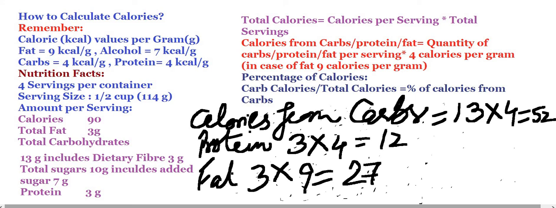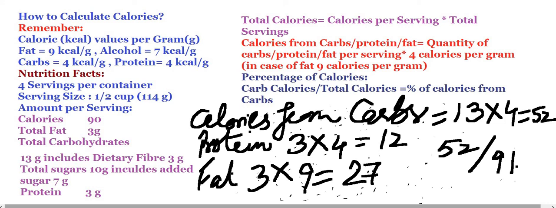Now, when we have to calculate the percentage of calories from carbs, the total number of calories from carbs is 52. We have to divide this by the total number of calories, that is 91. You will see that when I calculated calories from carbs it comes to 52, from protein 12 and from fat 27. So the total is 91, not 90 as given in the book, because in the book it has been rounded to 90 instead of writing 91.